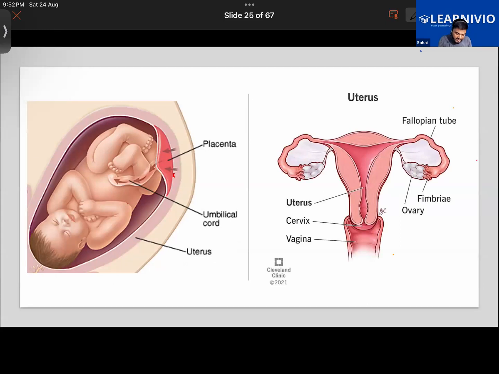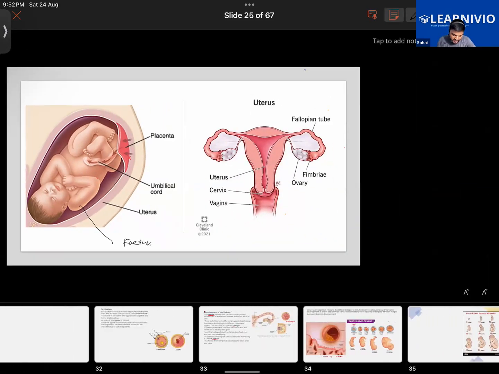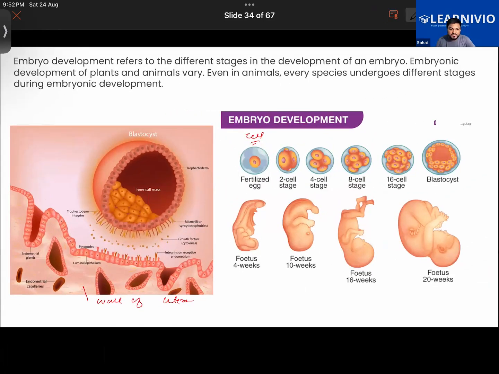Like this here is the fetus. This here is the fetus over here. Also, fetus is considered that stage of the development. Now have a look at this image for a moment.